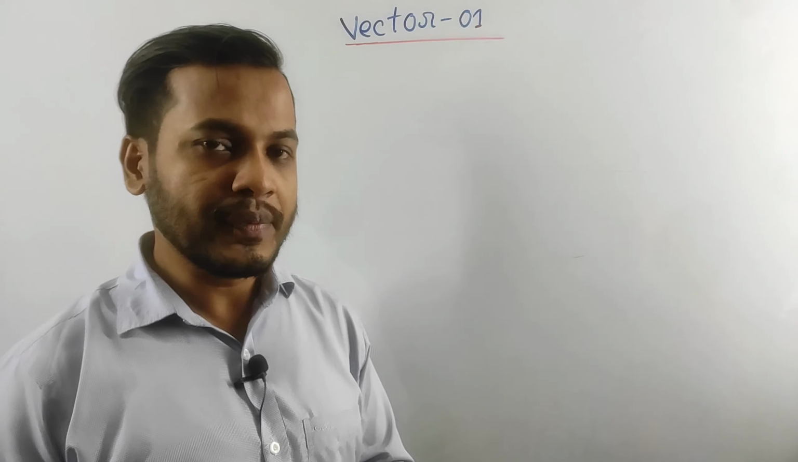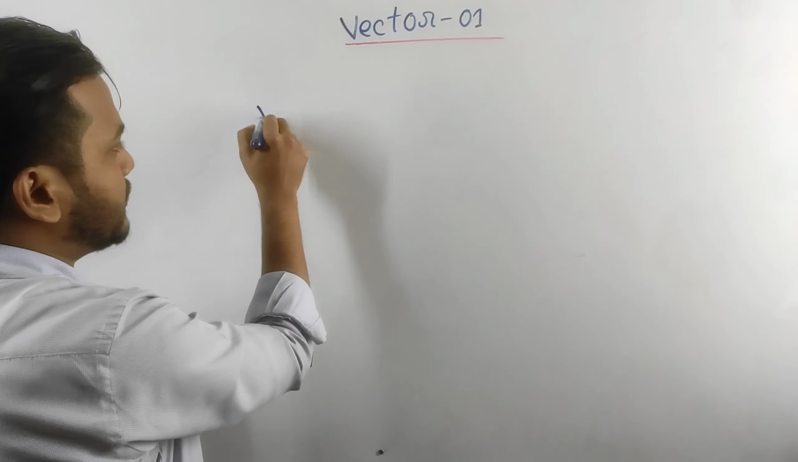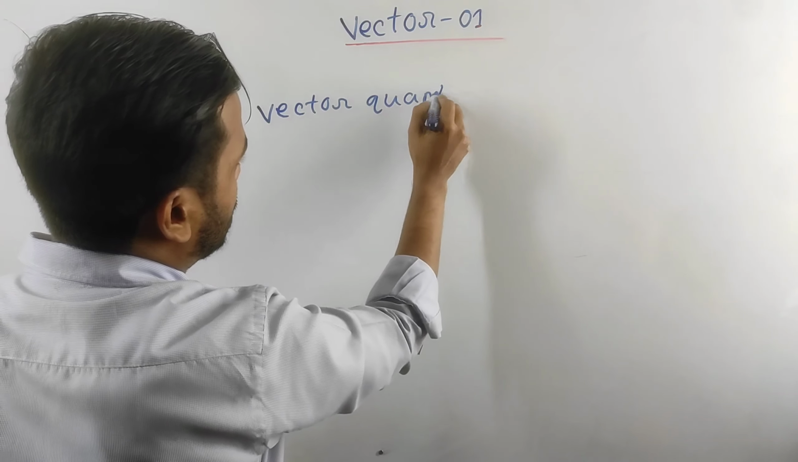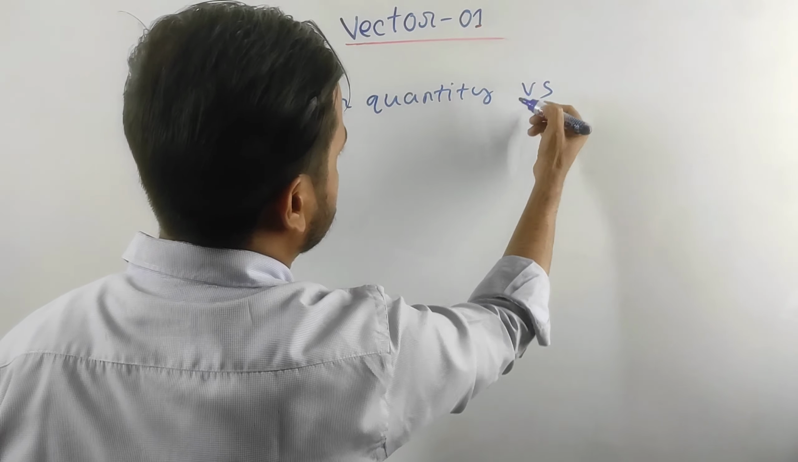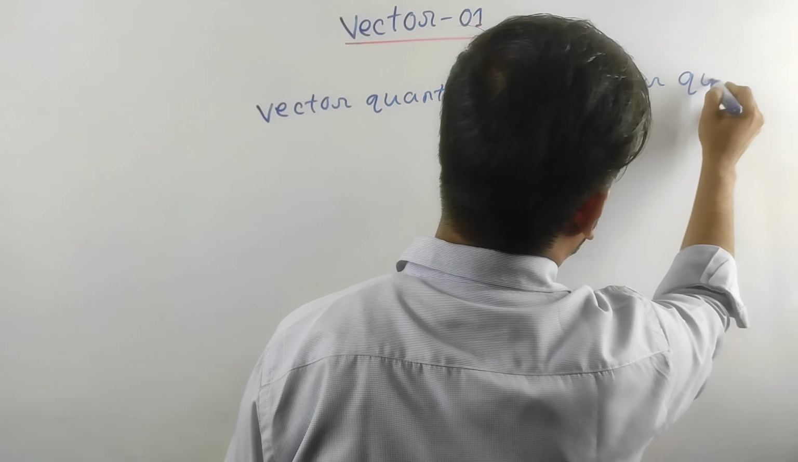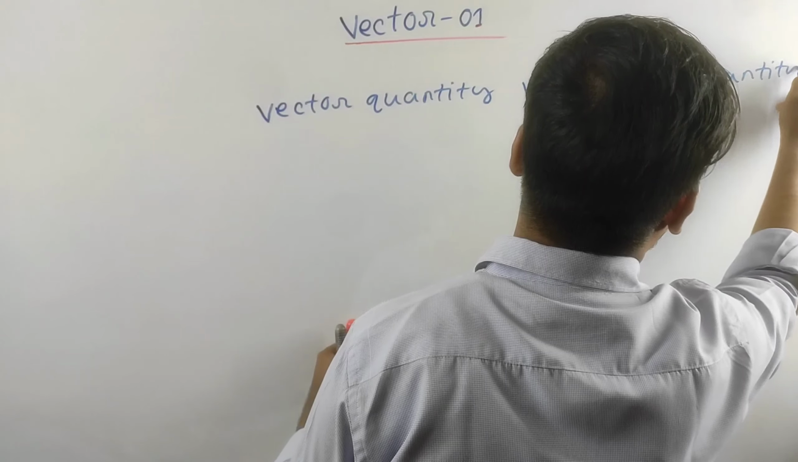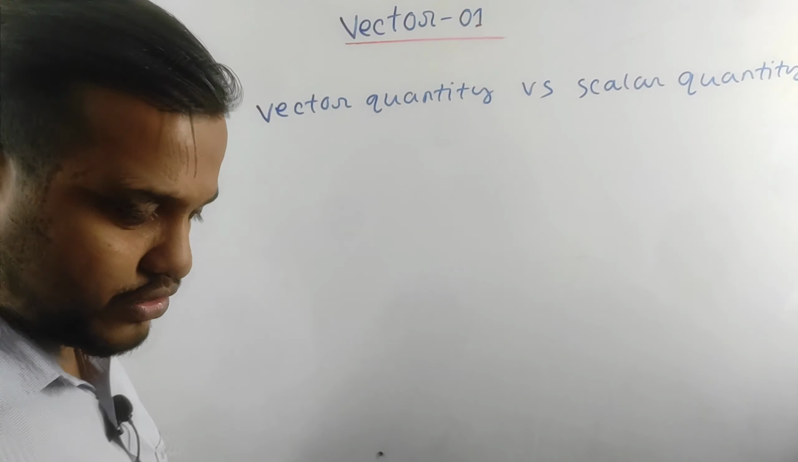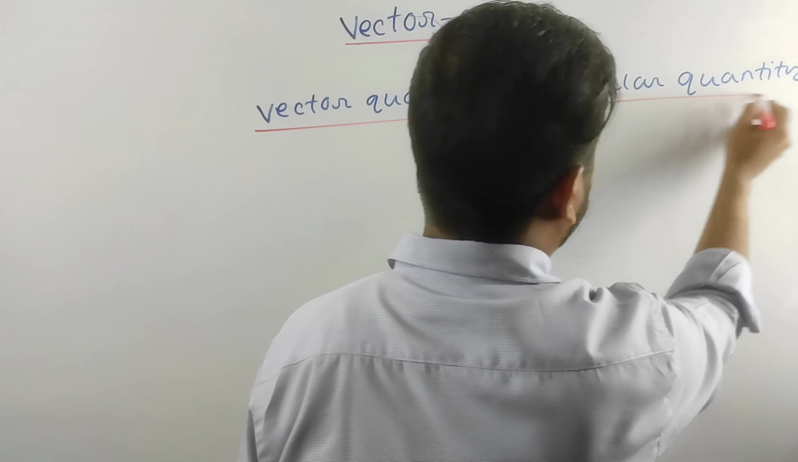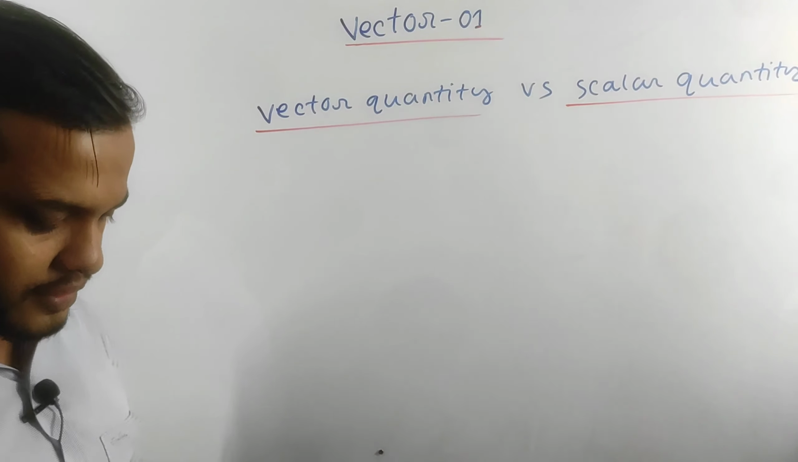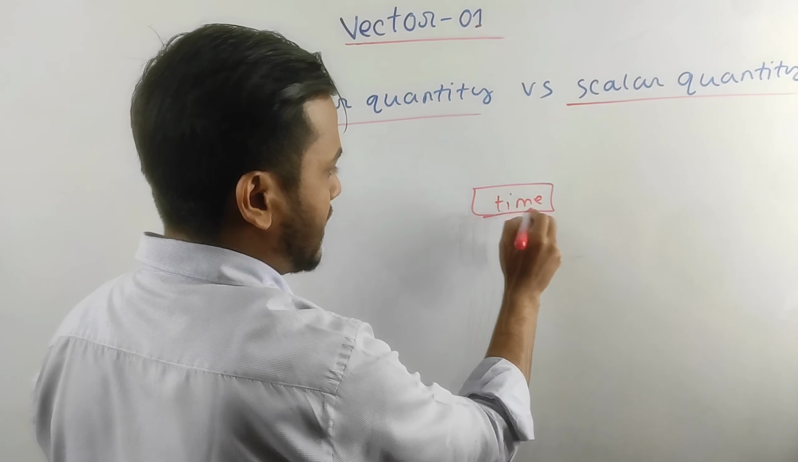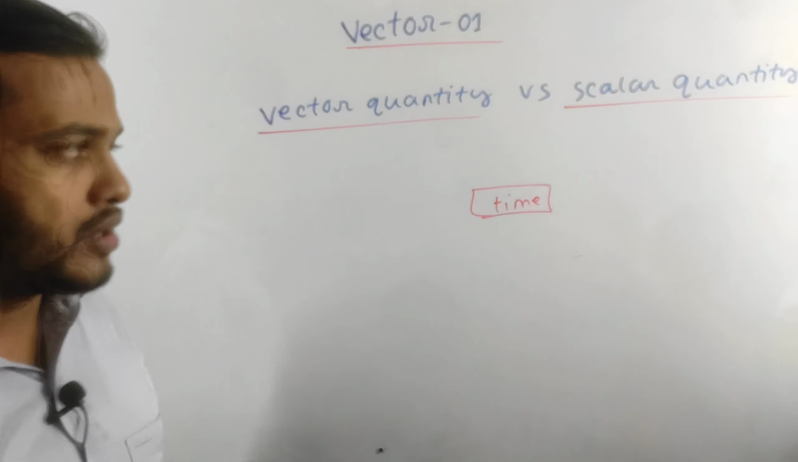Okay, so what is vector quantity versus scalar quantity? What is vector quantity? I mean, what is vectors? Okay, what is vector quantity and what is scalar quantity? Okay, suppose time. We can just measure time, but time has no definite direction.